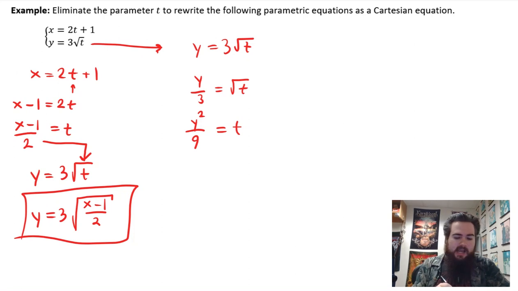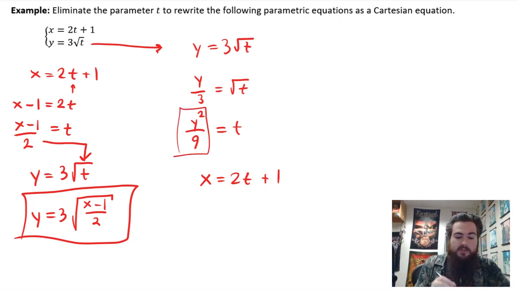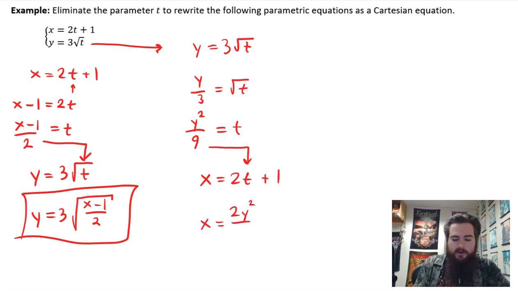Then, because I have t as a function of y, I can take my other equation, x equals 2t plus 1, and since I know that t is defined as y squared over 9, I can plug that in for all instances of t. That would give me x equals 2y squared over 9 plus 1.